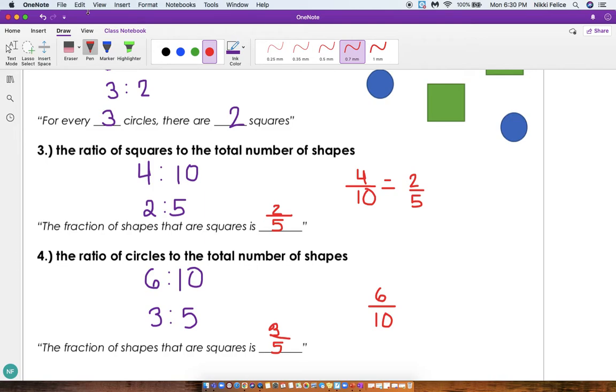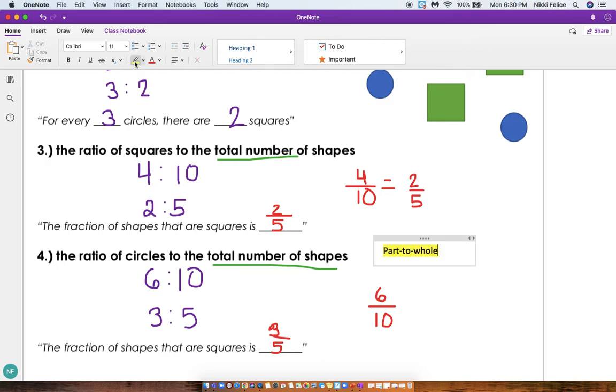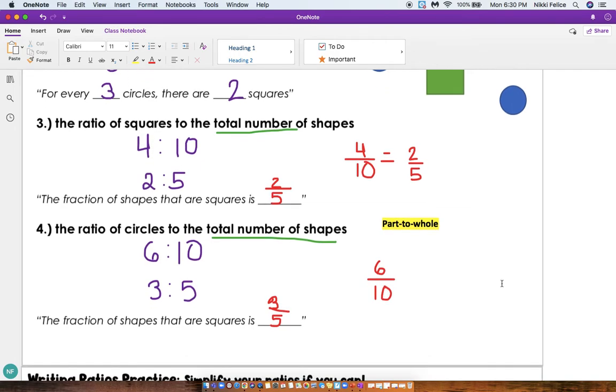Now, number 3 and number 4, because we were comparing to the total number of shapes, this is not a part-to-part ratio. This is called a part-to-whole ratio because we were comparing part of the picture to the entire thing, to the whole thing. So these were considered part-to-whole ratios. So a ratio is just a way for us to compare quantities.